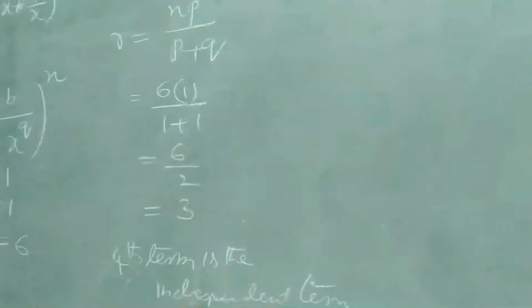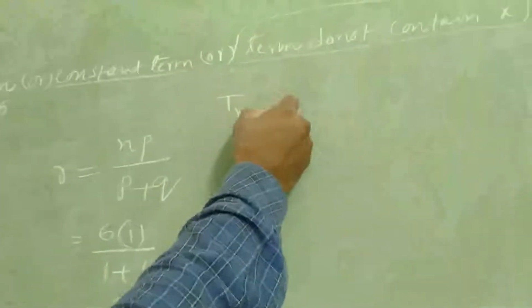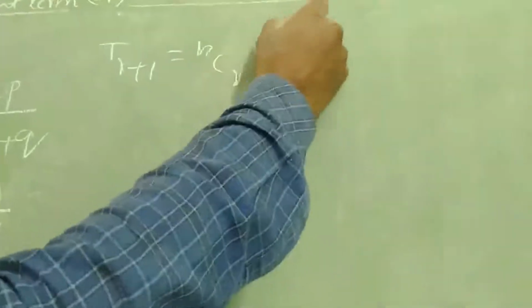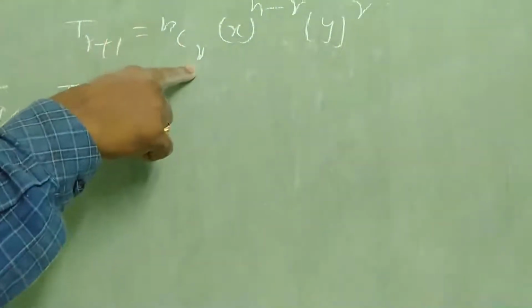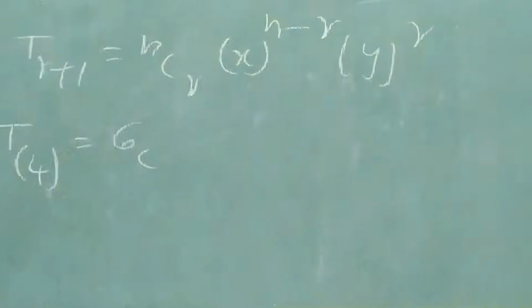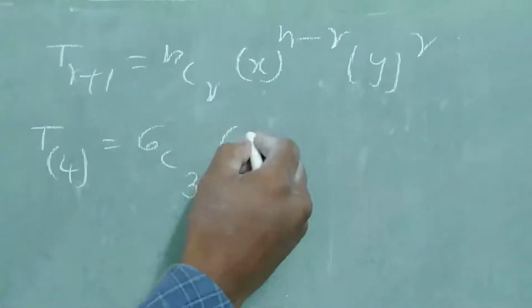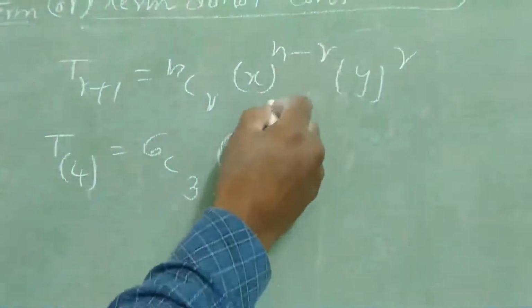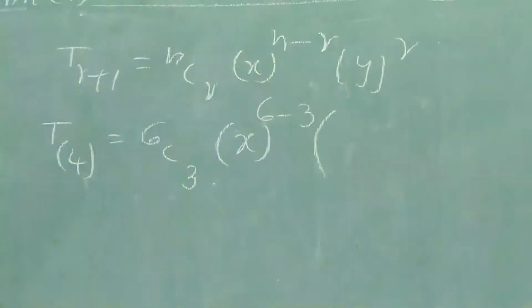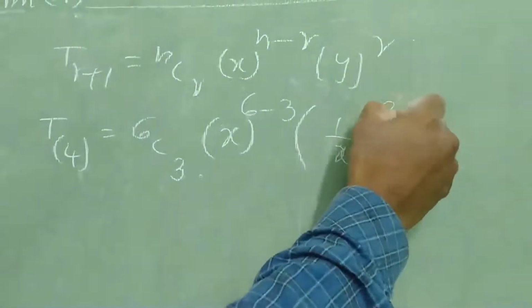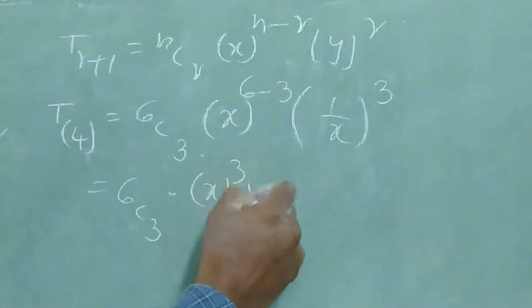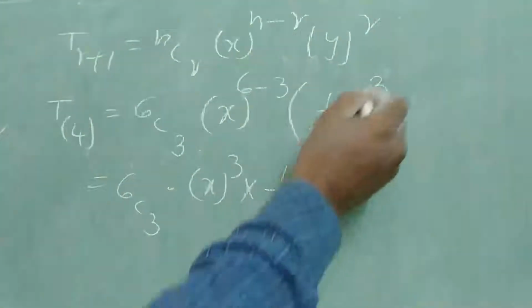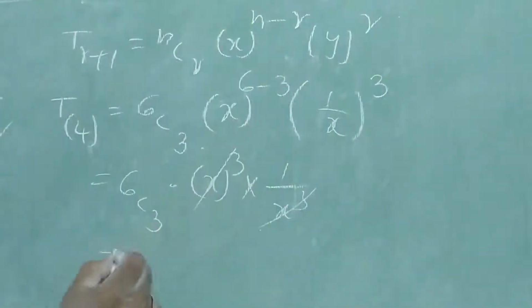Now what is that independent term? Use the formula T(r+1) = nCr x to the power of (n minus r) y to the power of r. So r value is 3, 3 plus 1, 4. nCr: n value 6, 6C3. x to the power of n minus r, 6 minus 3. y is 1 by x, whole to the power of 3. So 6C3 into x cube into 1 cube by x cube, 1 by x cube. So 6C3.